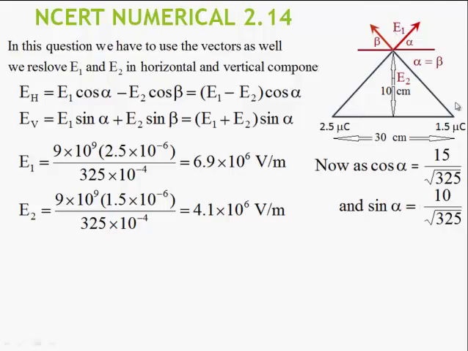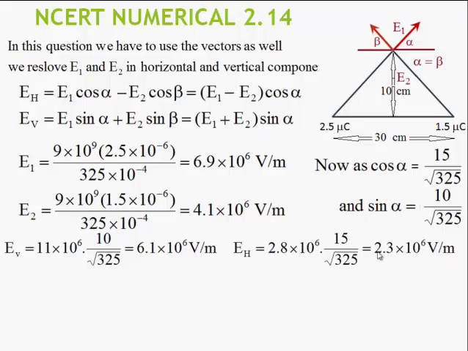This is alpha, this is beta. So this is the triangle which is to be taken into consideration. We take that, place the values. So E vertical, the net E vertical, the one we wanted to calculate over here, multiplied by sine alpha gives this. Similarly, E horizontal, by this formula, we get like this.